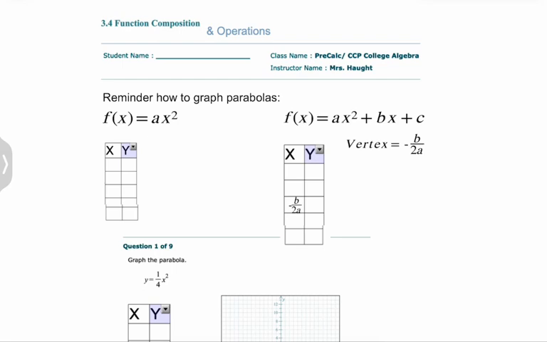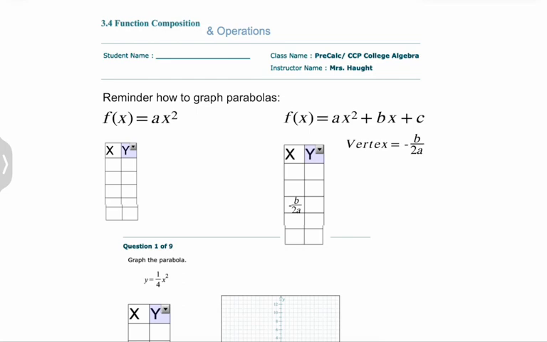So 3-4 is about operations with functions and function composition. Most algebra teachers do touch upon functions. Sometimes we look at it from a graphical perspective, compared to just looking at the algebra a little more than an algebra teacher will do it. We are going to keep touching upon graphing parabolas.